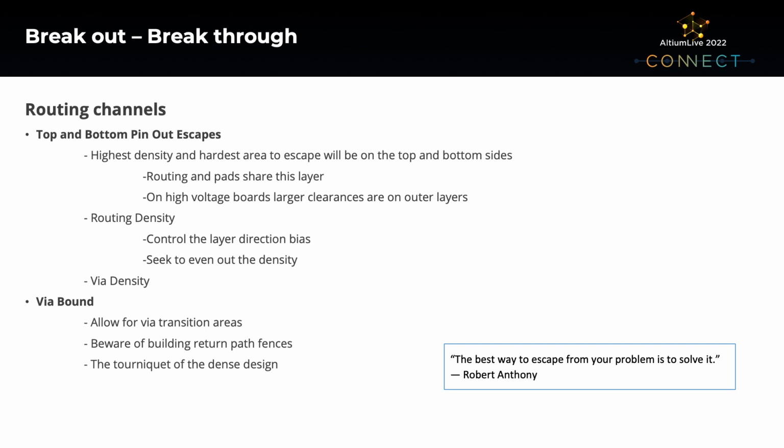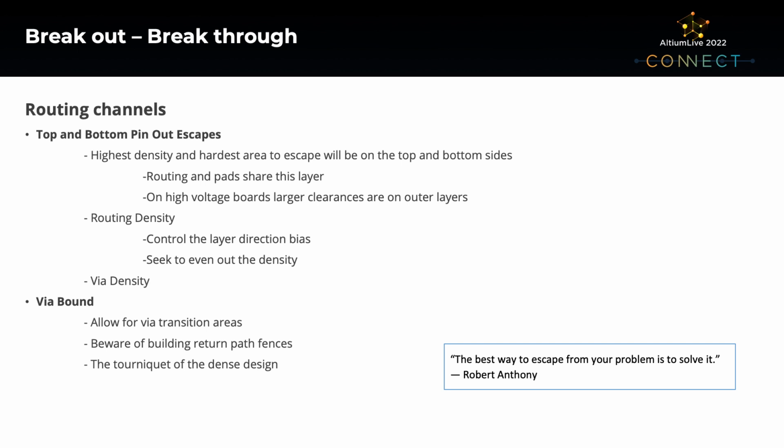So I find that vias are like the tourniquet on a dense design. They really are where we get stuck and things don't flow. So it's really important to look at that when we're doing our changes. Now let's look at the basics of routing.